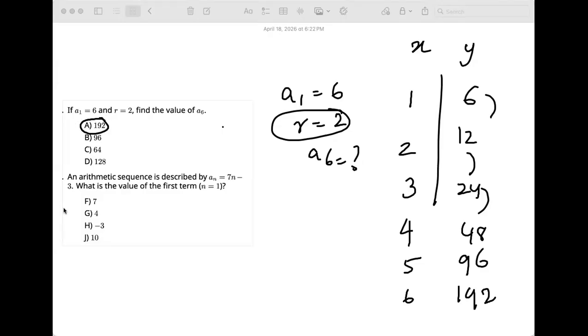Okay. Second one, arithmetic sequence is described by an is equal to 7n minus 3. What is the value of the first term? They want the first term. Okay. If they want the first term, what will you substitute? You will substitute n is equal to 1. Just that.